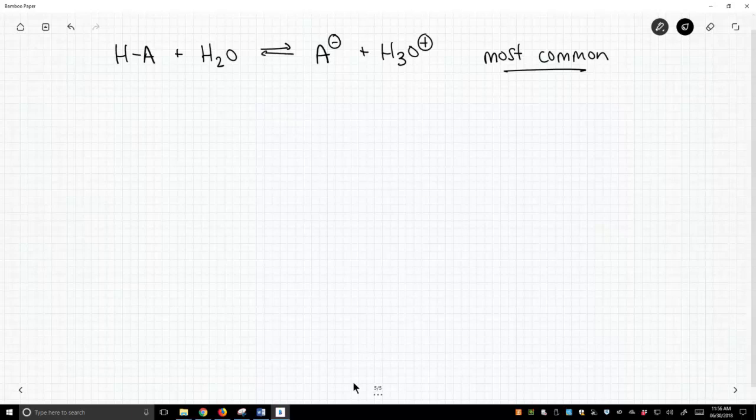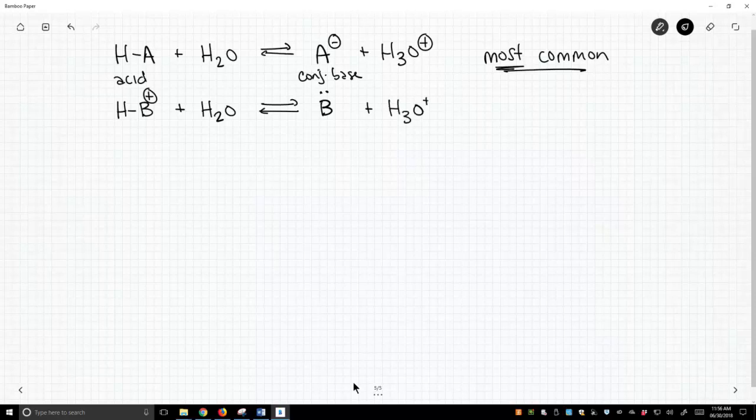But there is another one. I guess I should say this is the more common form. There's another that we'll see that you'll encounter where the acid is actually written HB+, because sometimes acids have a positive charge. If this is the acid, it's going to react with the base. We'll stick with water. Now, HB+ will lose a proton, and so we'll have neutral B with a lone pair, and that'll be our conjugate base, plus H3O+. So this is less common.